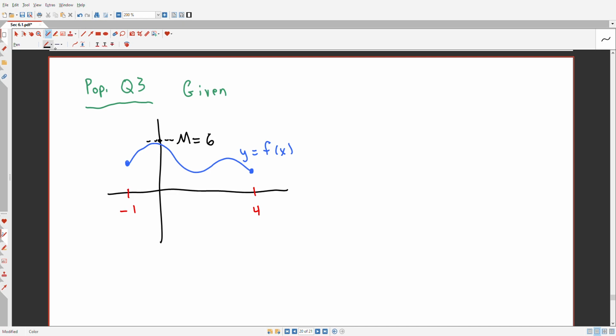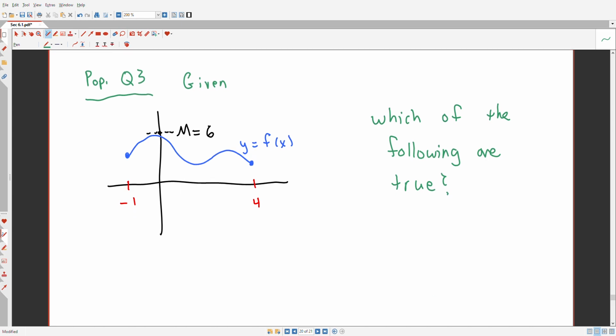So given this picture, which of the following are true? And really, there's only going to be one statement that's true. So maybe statement A will be something like the definite integral from negative 1 to 4 of f of x dx, when I add up all that signed area, I get a negative number.